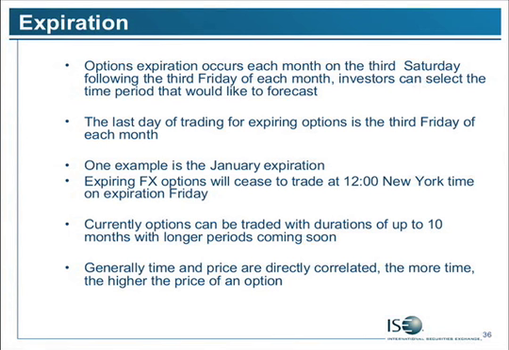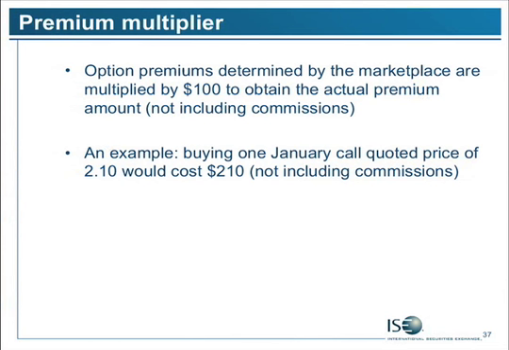Generally, as I said, time and price are directly correlated. The more time, the greater the price for an option. Premiums are multiplied by 100. So if I look at an option that's quoted at the exchange at the ISE at 210, that's going to cost $210. So it's 210 times 100, not including any commissions. And every broker is going to charge you a little bit different.